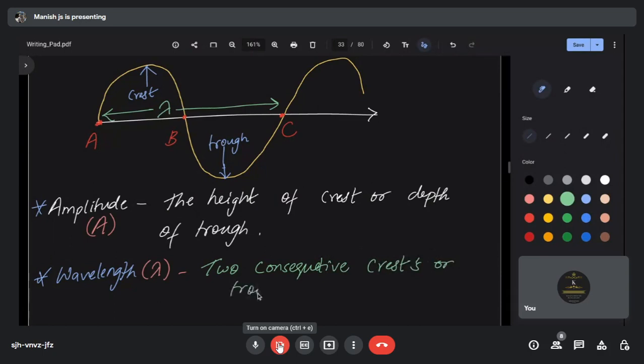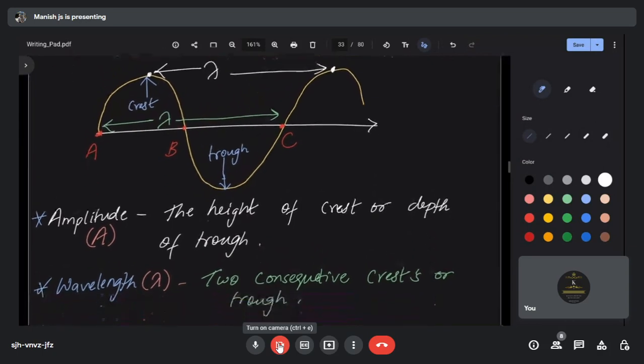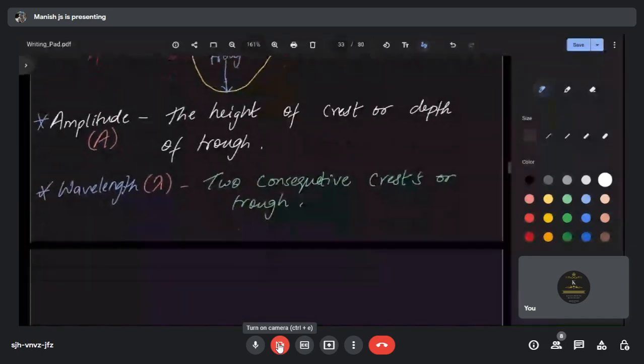Crests or troughs. Otherwise, one full crest plus one full trough, that is also a wavelength. இத கூட நம்ம wavelength ன்னு சொல்லுவோம். இந்த பாயிண்ட்ல இருந்து நான் இங்க மேல மார்க் பண்றேன். இங்க வந்து ரெண்டு crest இருக்கு இல்லையா? சோ இத கூட wavelength ன்னு சொல்லுவோம். The distance between two consecutive crests or two consecutive troughs. So that is also one wavelength.